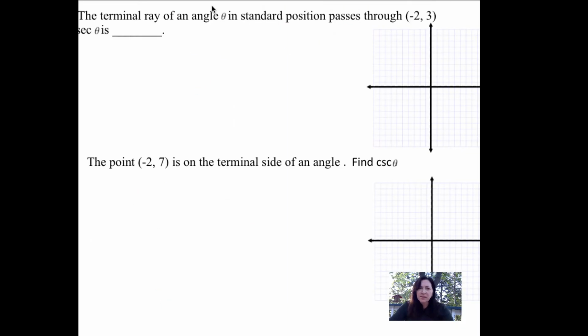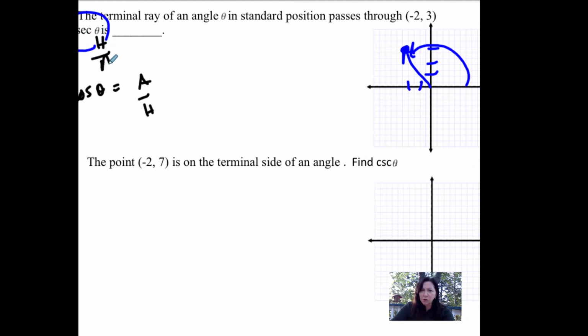The next question says the terminal, again, that's the ending place, of the terminal ray of an angle in standard position passes through negative 2, 3, so over 2, up 3, so negative 2, 3. So they want this right here, this angle, because that's standard, of secant of that. Now secant is the reciprocal of cosine. So if cosine of an angle is equal to adjacent over hypotenuse, secant is going to be hypotenuse over adjacent.